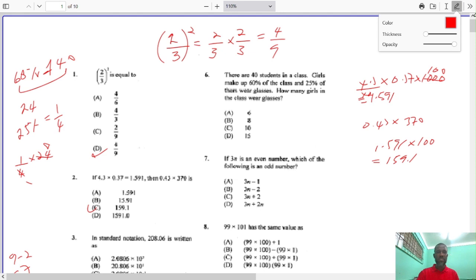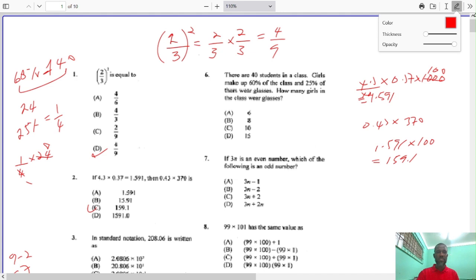So there are 40 students in a class. Girls make up 60% of the class. So if we want to find 60% of 40, 60% of 40 becomes 60 divided by 100 times 40, then 0 cancels 0, 0 cancels 0, so 6 fours will give us 24. So there are 24 girls in the class.